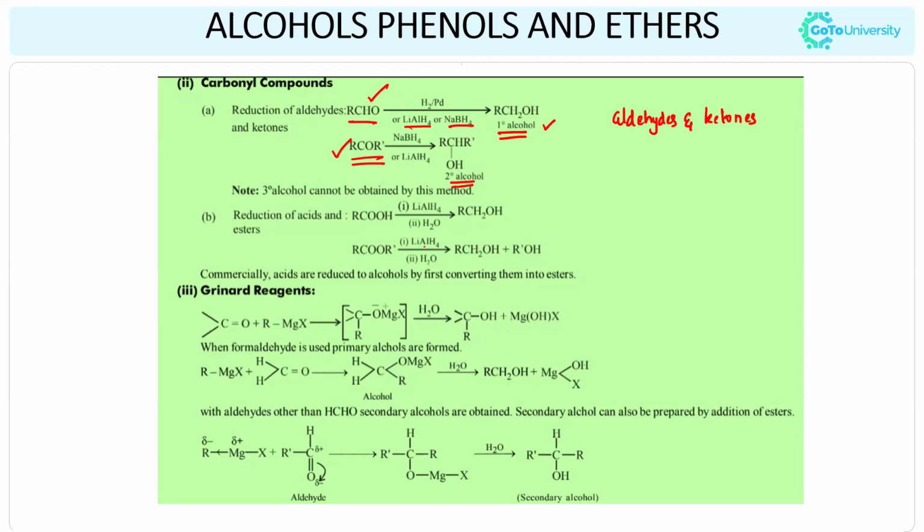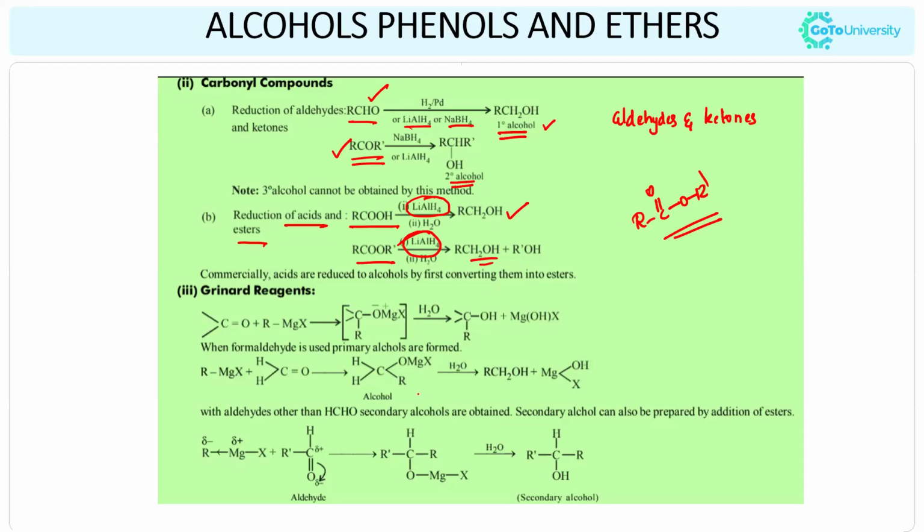That is the difference. Now the reduction of acids and esters is another method. If you have the carboxylic acid in the presence of lithium aluminum hydride, the reduction reaction happens again here, and we are getting the alcohol as the product. Now not only the acids, we can use the esters as well. Esters means RCOOR', right? So these esters can also produce the alcohol by using the same reagent. So this is another method.